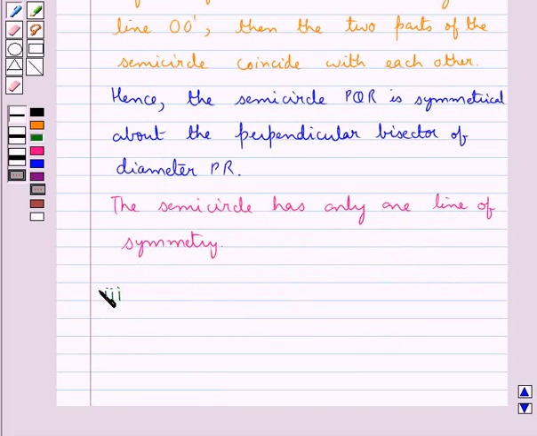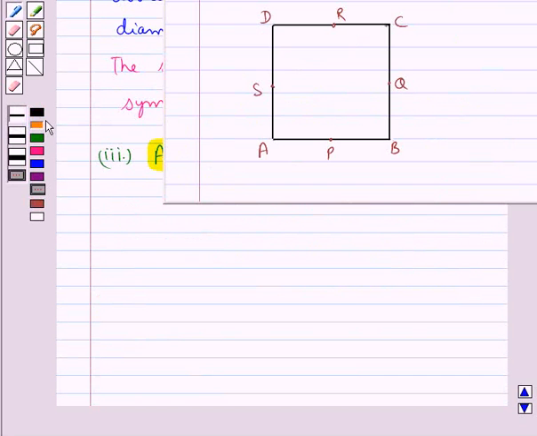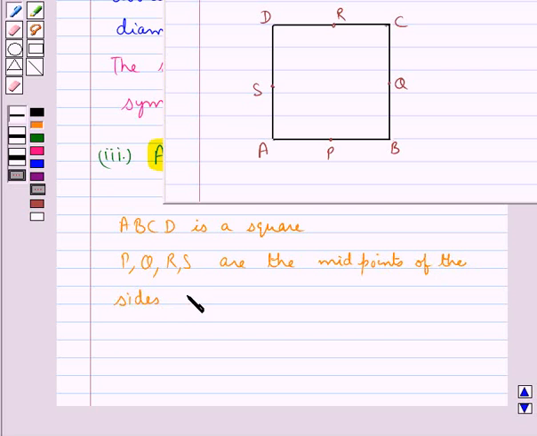The next figure that we need to consider is a square. Let's find out the lines of symmetry for a square. Consider the square ABCD. And we have P, Q, R, S are the midpoints of the sides AB, BC, CD and DA respectively.